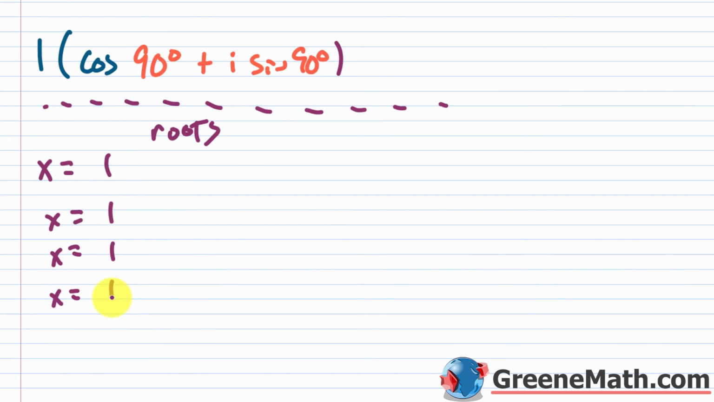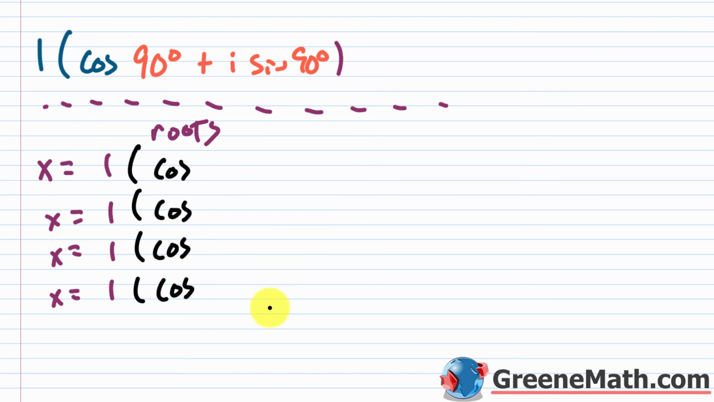And you can drop these in a little while, but I'm just going to put the 1 out there for now. So let me put times the quantity here. So you want the cosine, the cosine, the cosine, and the cosine. So again, the formula, if you're working with degrees, you're going to take your 90 degrees, your theta, and divide it by your n. So what is 90 degrees divided by n is 4 here? Well, that's going to be 22.5. So this is 22.5 degrees plus i times the sine of 22.5 degrees.